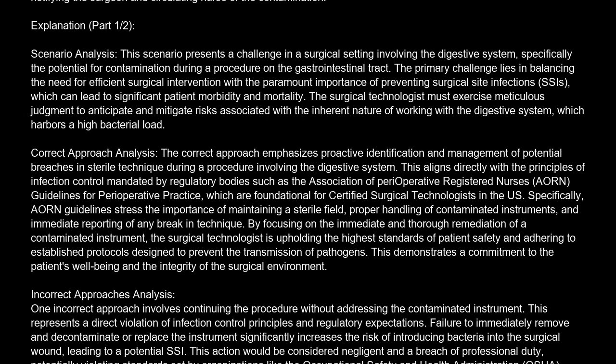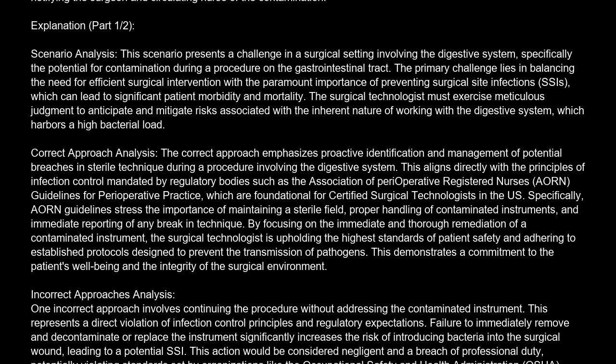Correct approach analysis. The correct approach emphasizes proactive identification and management of potential breaches in sterile technique during a procedure involving the digestive system. This aligns directly with the principles of infection control mandated by regulatory bodies such as the Association of Perioperative Registered Nurses, AORN, guidelines for perioperative practice, which are foundational for certified surgical technologists in the U.S.